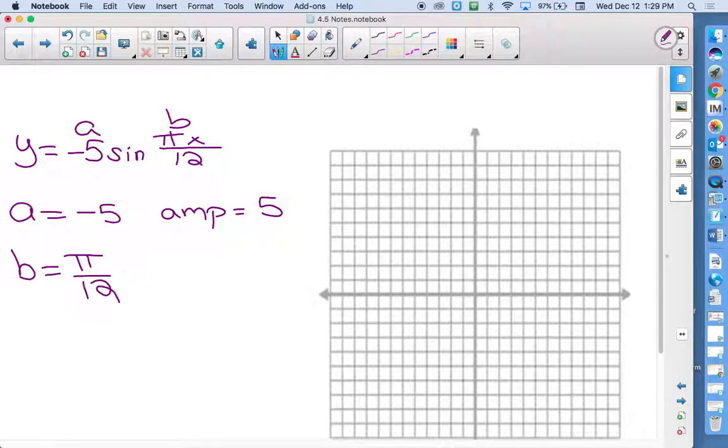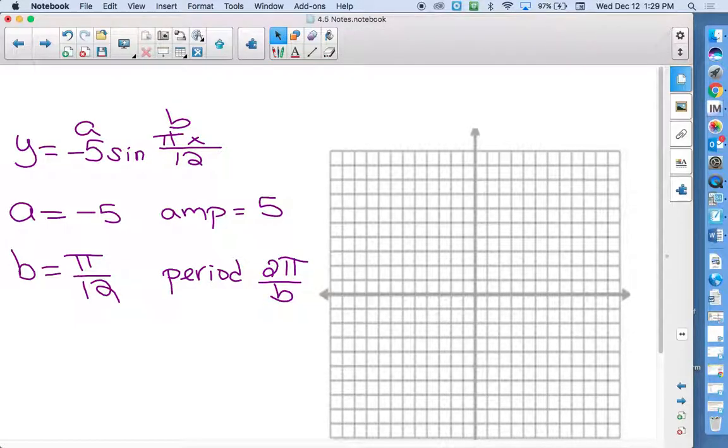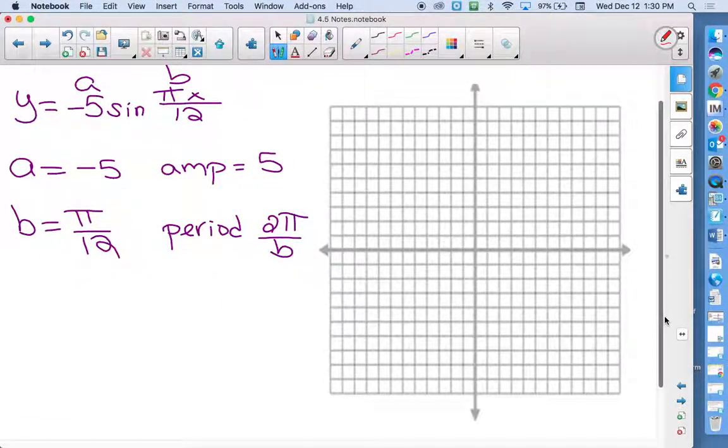Brandon, how do you use that to find the period? You take 2 pi and then divide it by d, which would be the same thing as taking 2 pi over 1 times 12 over pi. The pi's would cancel out and then you'd be left with 24.